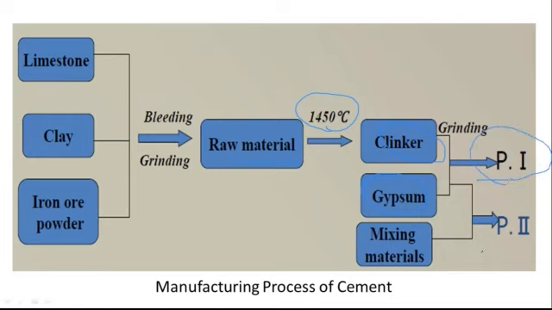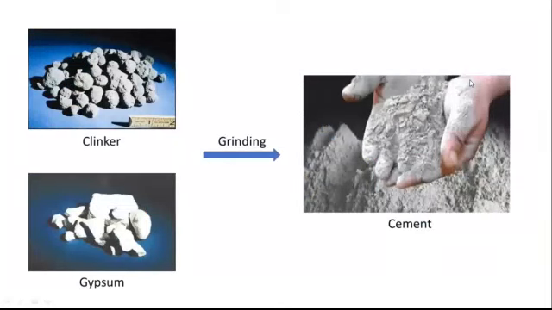Now, the powder cement is mixed with water and aggregate to form phase 2. In the next slide, here we can see the clinker, the gypsum, and the grinding process. After the grinding process, it makes cement.